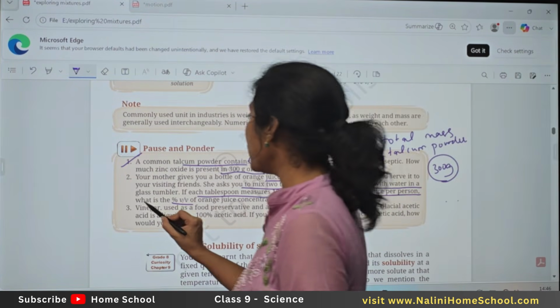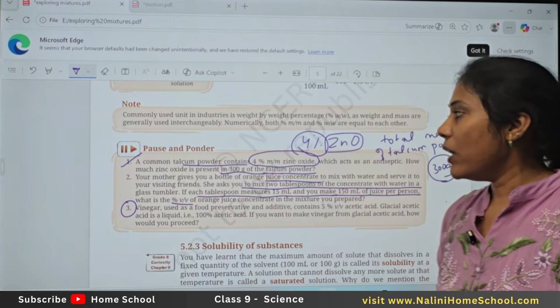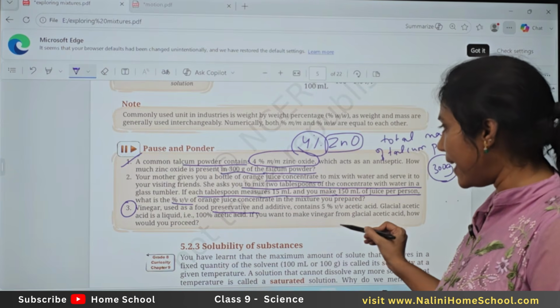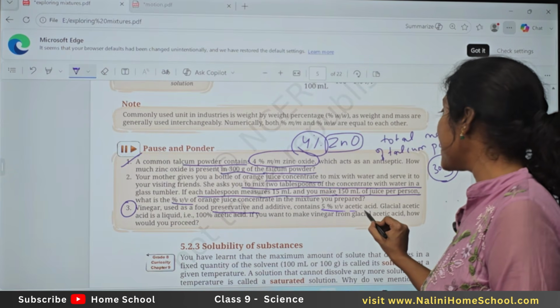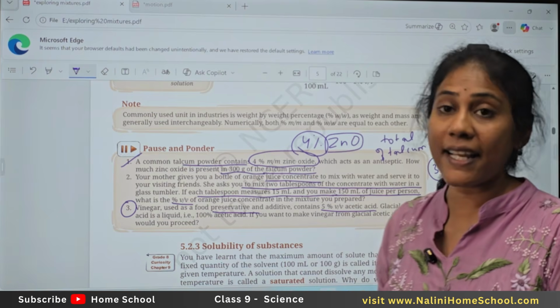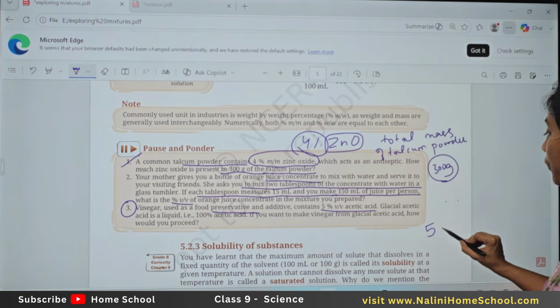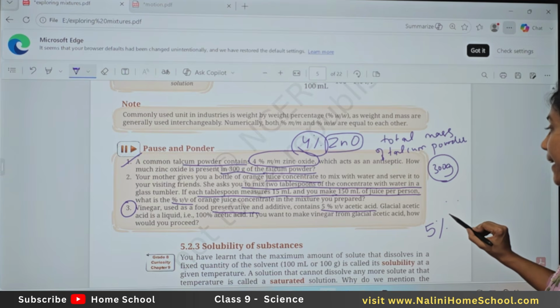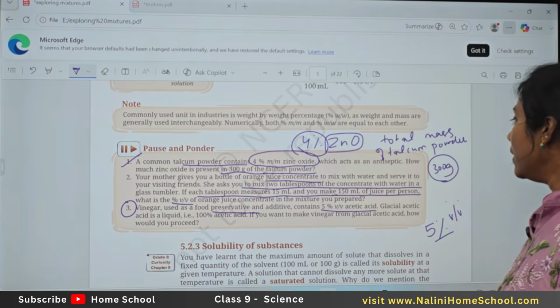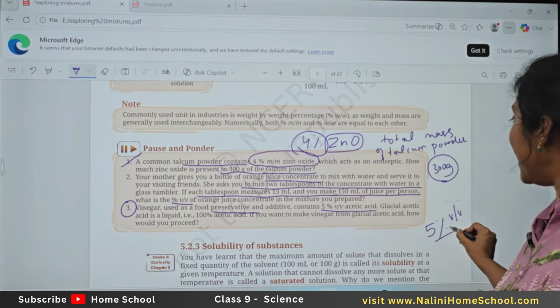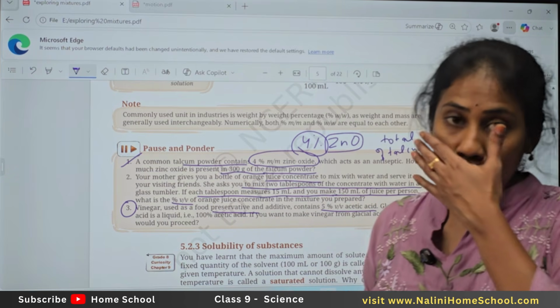So now coming to the third question. What they said is that vinegar, which is used as a food preservative and additive, contains 5% volume by volume acetic acid. So the vinegar that you use for your foods is 5% volume by volume. Okay. Glacial acetic acid is a liquid. So how do you prepare this 5% volume by volume?